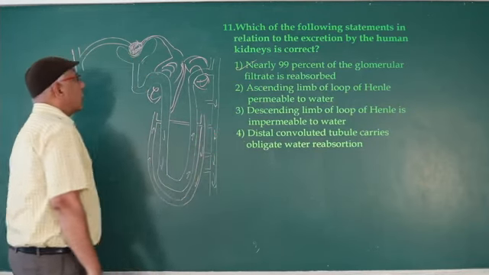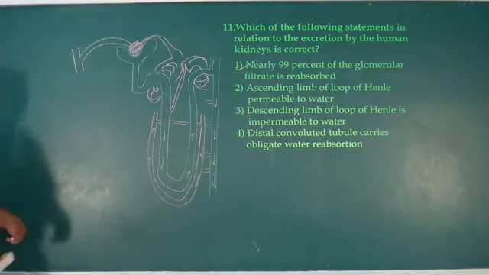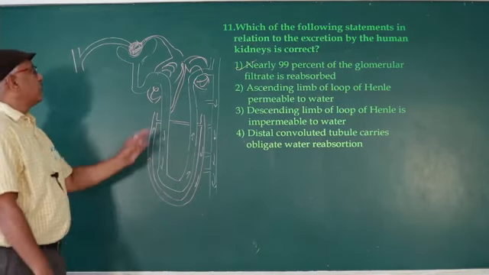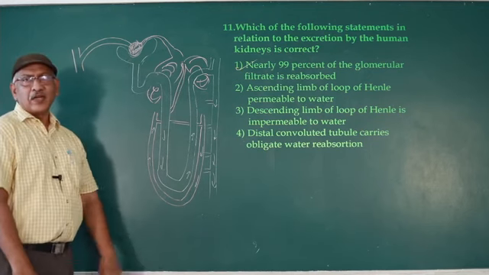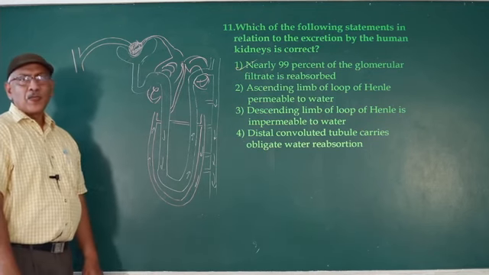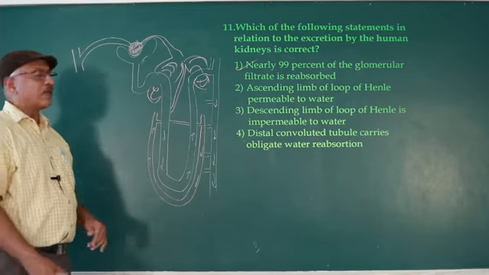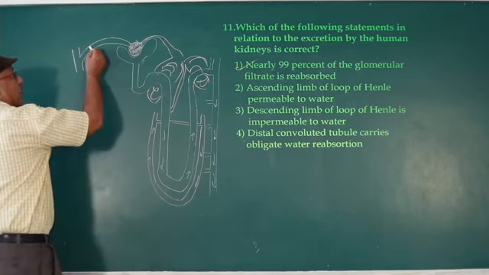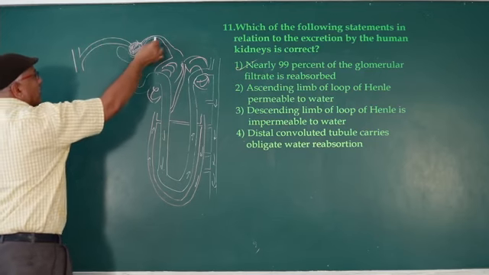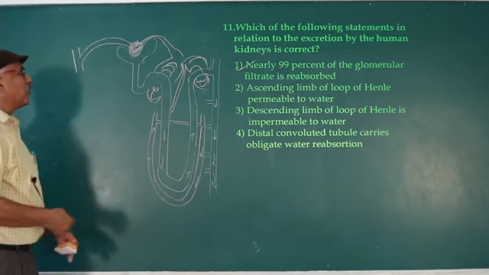Now we discuss formation of urine in 3 steps. Urine formation, 3 steps. Ultrafiltration or pressure filtration. Second one is selective reabsorption. Third, tubular secretion. The diameter of afferent arteriole is bigger than efferent arteriole.